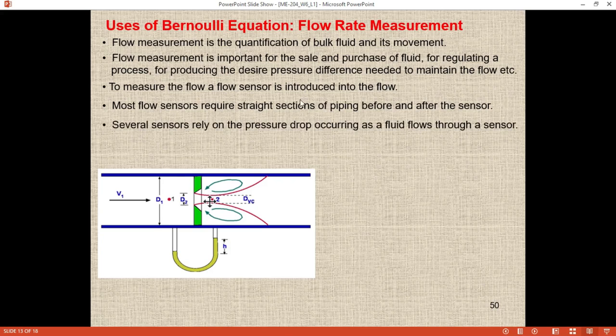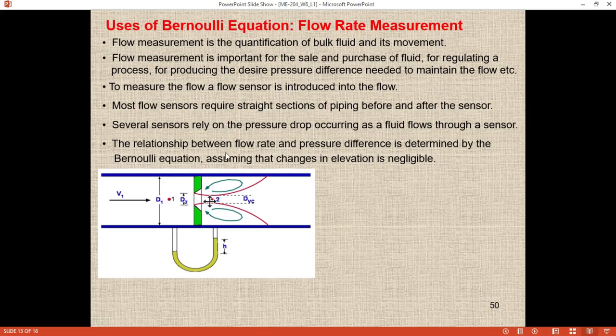So here several reasons rely on the pressure drop occurring as a fluid flows through a sensor. Whenever the fluid flows through the sensor, it reads the pressure drop. The relation between flow rate and the pressure difference is determined by the Bernoulli equation, assuming that change in elevation is negligible. Basically, the Bernoulli equation converts the pressure into the form of velocity, or velocity into the form of pressure.